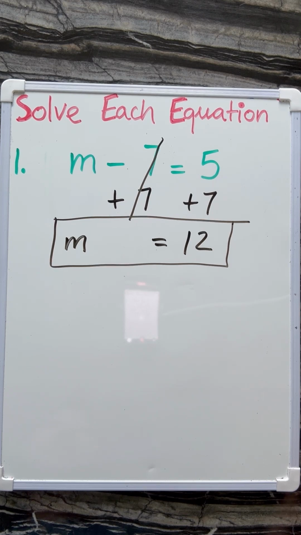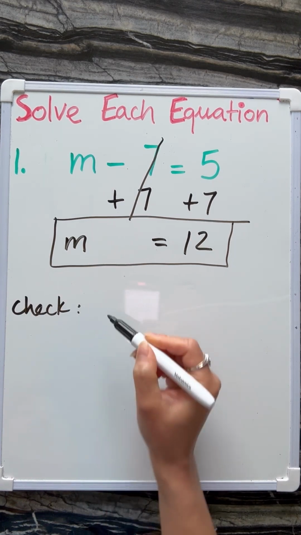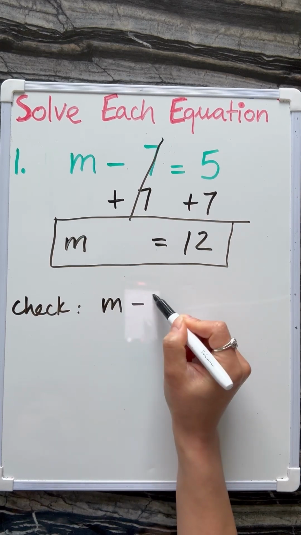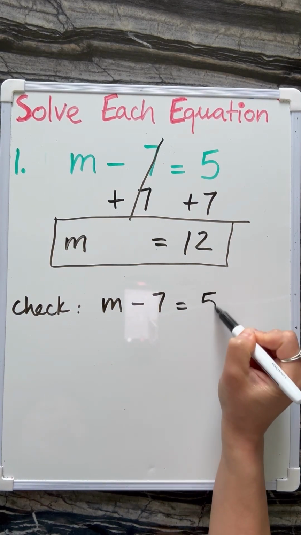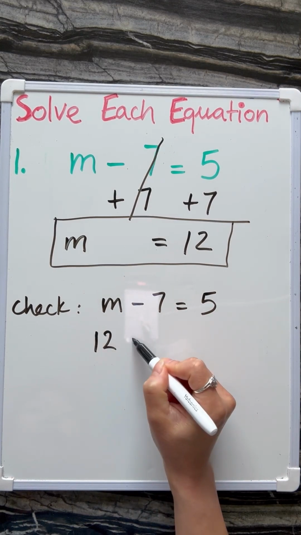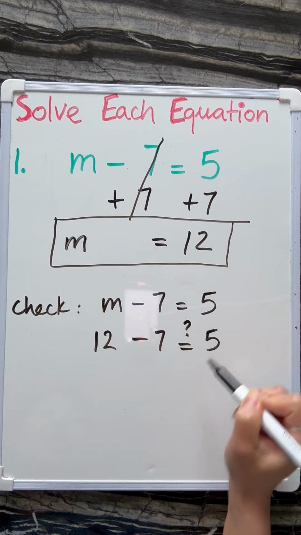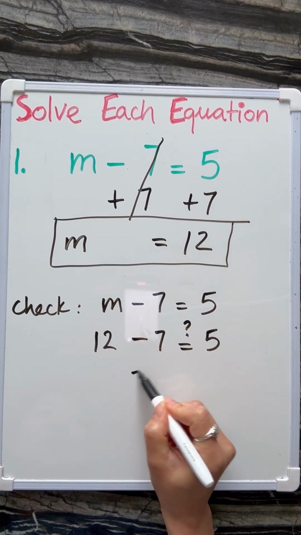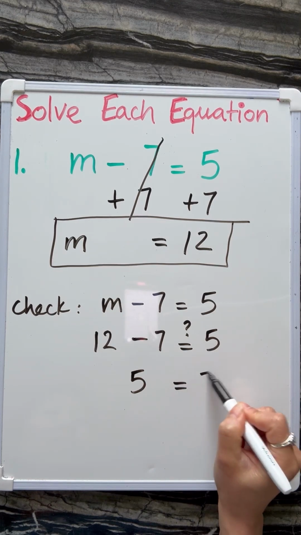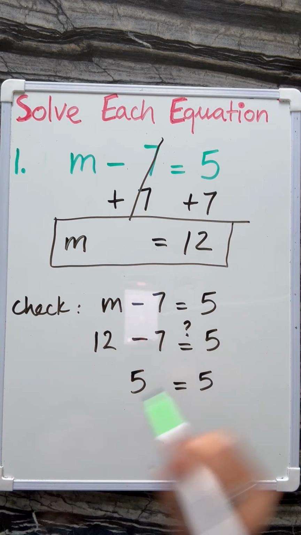Let's check to see if it's correct. So m minus 7 equals 5. That's the original equation. 12 minus 7, is it equal to 5? So 12 minus 7 is 5. 5 equals 5. So yes, the answer is correct.